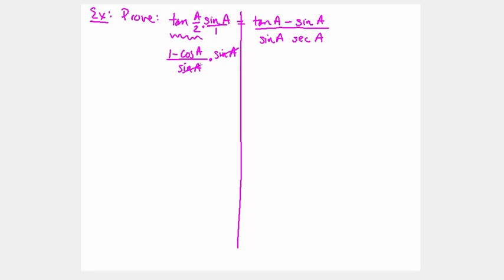Now let's go to the right side before we get too far on the left. In fact, we may not know what to do next, but let's go to the right side and see if we can take that a step or two. To do so, let's just try converting all these tangents and secants into their equivalent forms, which is tangent of a is really sine of a over cosine of a. So I'm going to replace tangent of a with that, minus, now we already have a sine of a on top there, and that's all over sine of a times secant of a, which is really 1 over cosine of a.